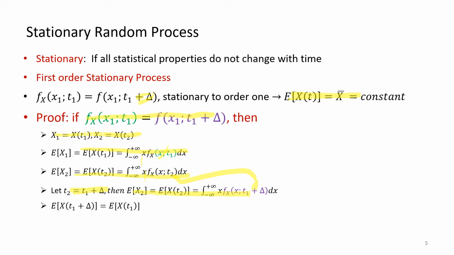Now, if it is constant, then of course you also expect that the mean will not change, like we are concluding here. In fact, it's very obvious, because if the PDF itself is not changing with time, the expected value is just the first moment of this PDF, so it should not change.